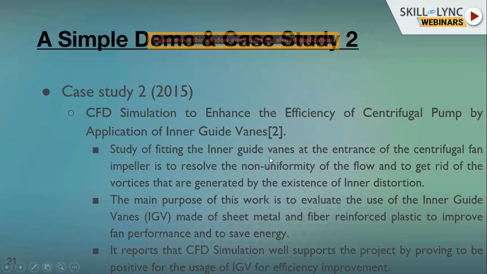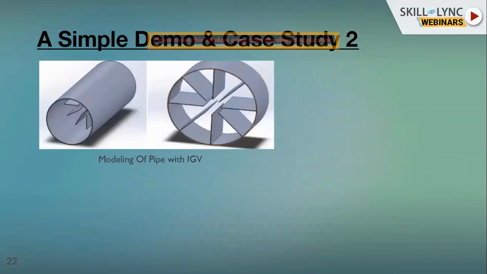Previously this inner guide vane was not used in this centrifugal fan, and the risk in the experimental work was also more. So that is the reason the author tries to solve the problem through this numerical approach, and justified that the purpose of using inner guide vanes is to save energy and to improve the performance of this centrifugal fan. Okay, so how he has done it, let us come to the task.